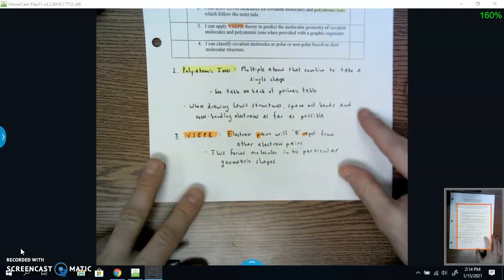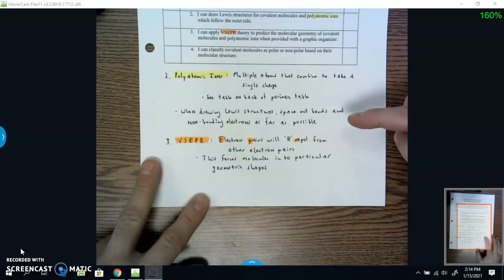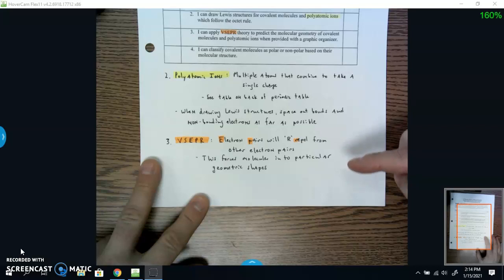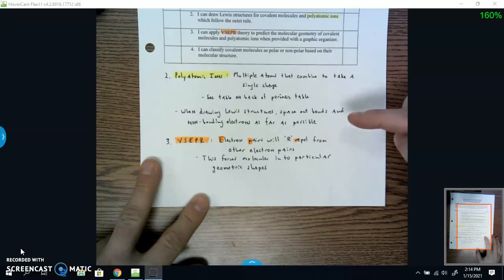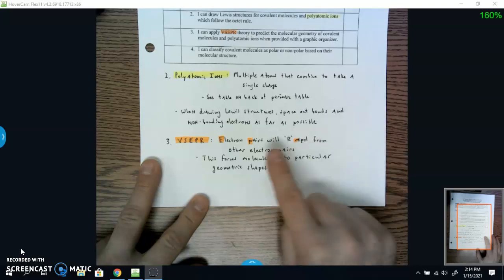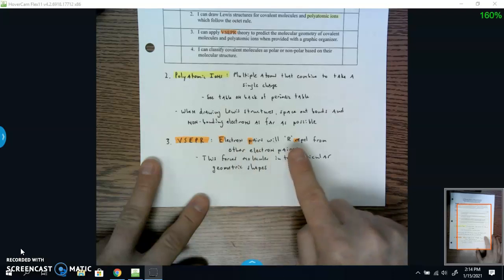Very last thing, we also took this note earlier in the course. This note really supports this right here, but this note by itself doesn't really give an explanation for why. So think about the connection between this note and these notes down here. Okay, so when drawing Lewis structures, we space out bonds and non-bonding electrons as far as possible. Why? Well, it's because electron pairs repel from one another.